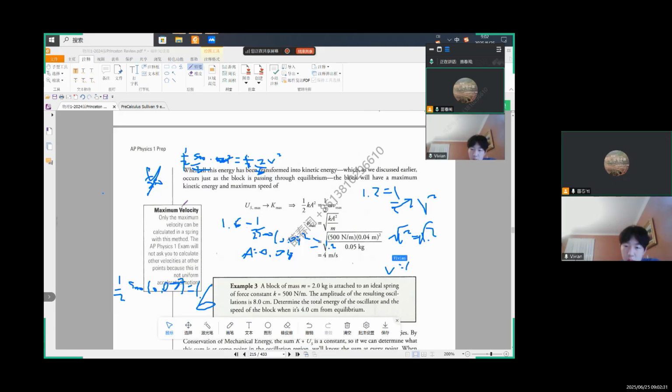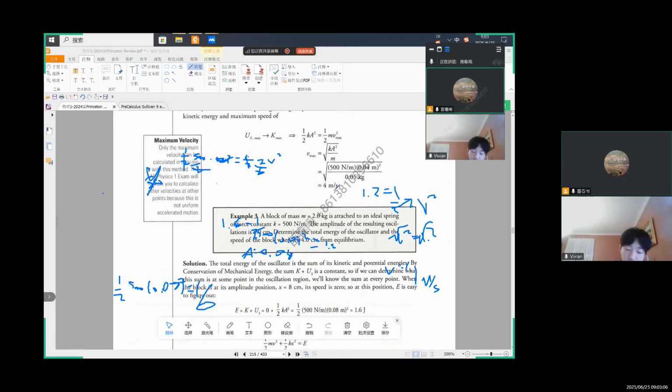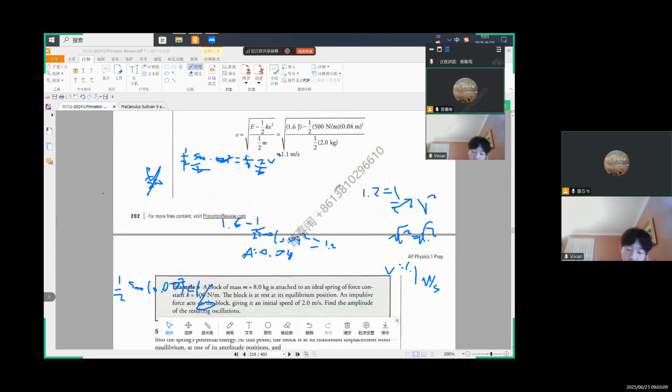Yeah, V squared is 1.1. So now we have both. At this moment, we have elastic energy and the kinetic energy at the same time, right? Don't forget to add those two together. So this is making sense, right? Also, conservation of energy works here too.